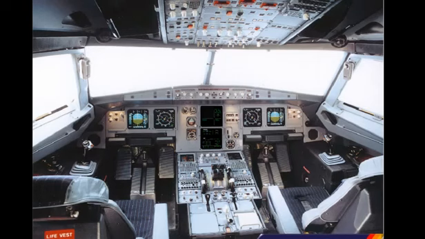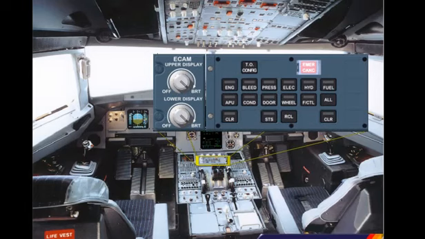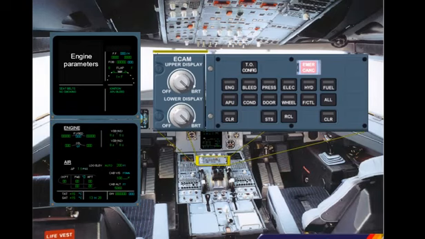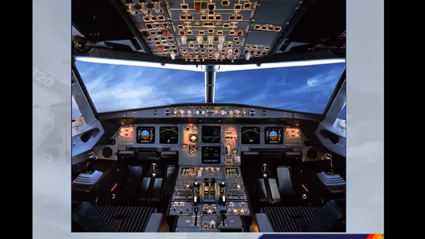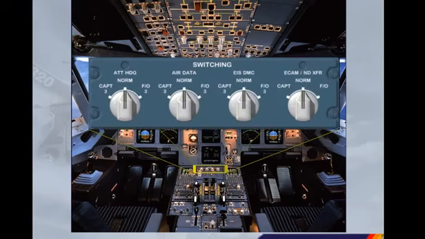Below the ECAM displays on the center pedestal is the ECAM control panel. The two controls on the left-hand side are to adjust the brightness of the two ECAM screens or to turn them off. We will look at the rest of the controls on this panel in more detail later. Just below the ECAM screens on the pedestal is a switching panel for use in abnormal situations to restore data to the EFIS and ECAM displays. You will use this panel in the EIS reconfiguration module.